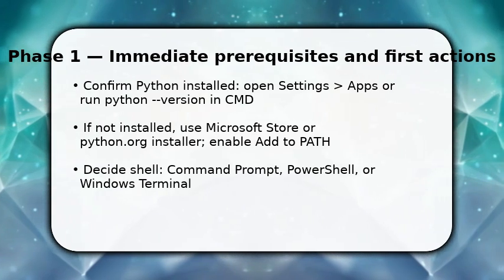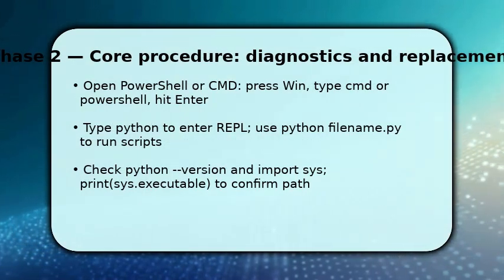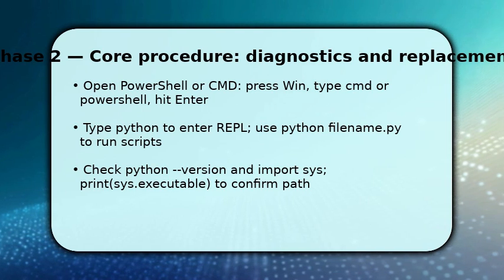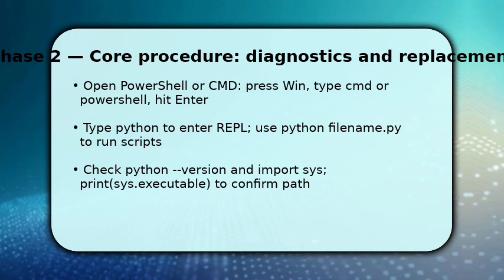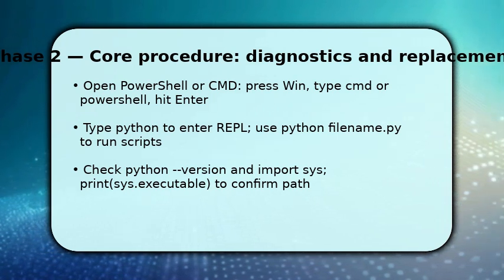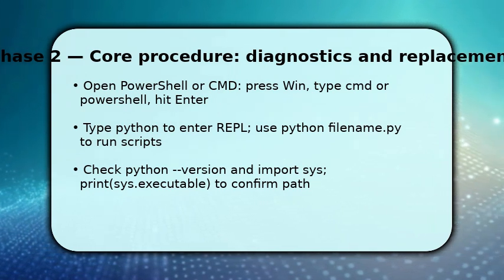Now you open your chosen shell and actually run Python. Press Win, type CMD or PowerShell and press Enter, then type python to enter the interactive REPL. You'll see the prompt. To run a file, navigate to its folder with cd and run python filename. This executes your script using the selected interpreter.